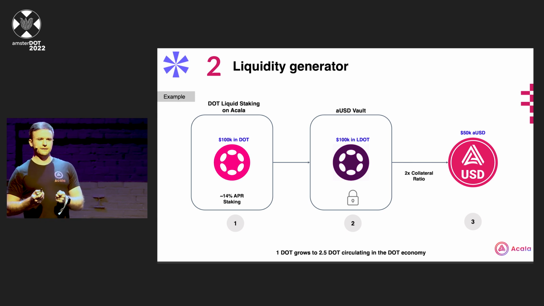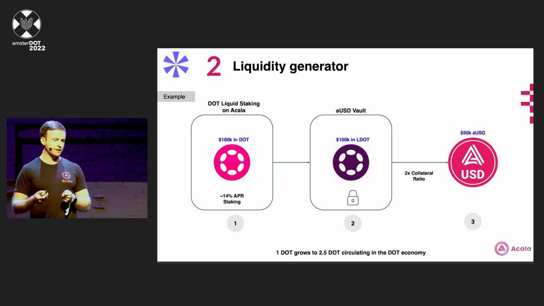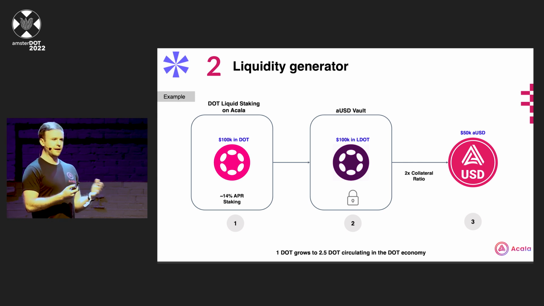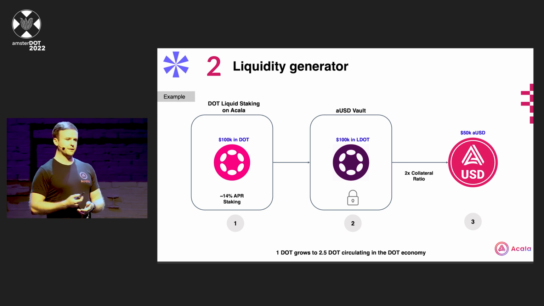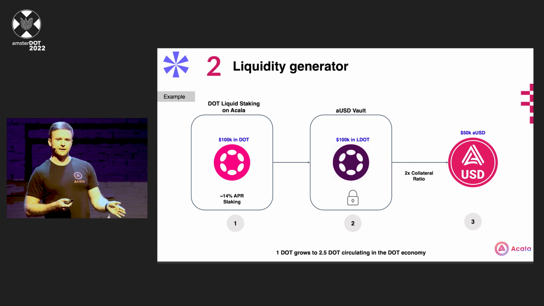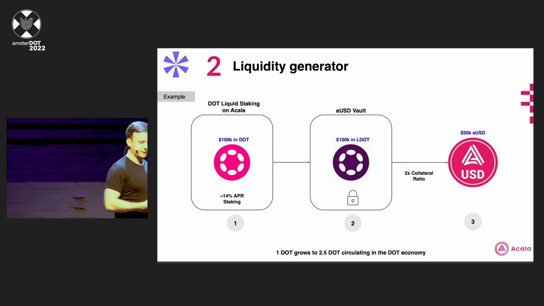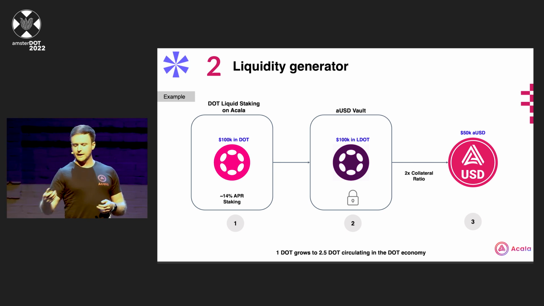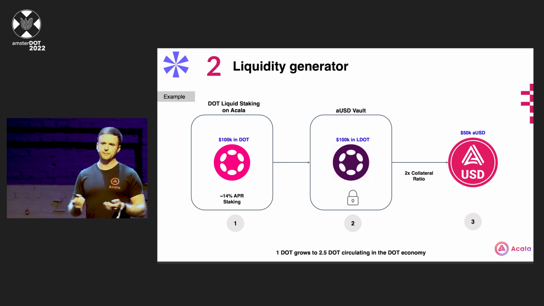Then you would get this LDOT token, this liquidity for your staked asset. As your asset continues earning, you get this LDOT that you can then take and open up an aUSD vault. I'll explain in a little more detail how that works in a second. But as you can see, you put, let's say, 100K in DOT in this aUSD vault, and if you have a 2x collateral ratio, or a 200% collateral ratio, you could draw out 50K aUSD to go put it in Aave and earn 8%, for example.